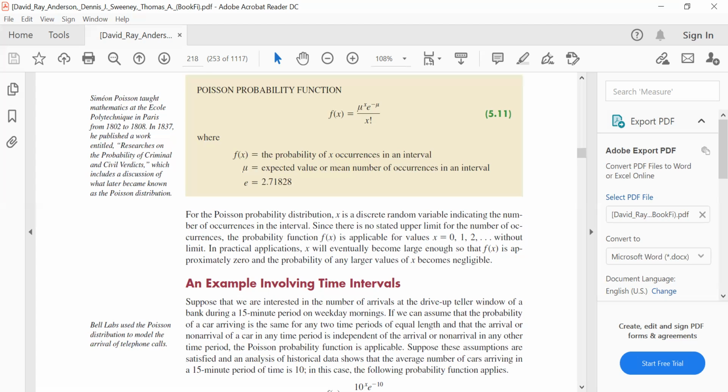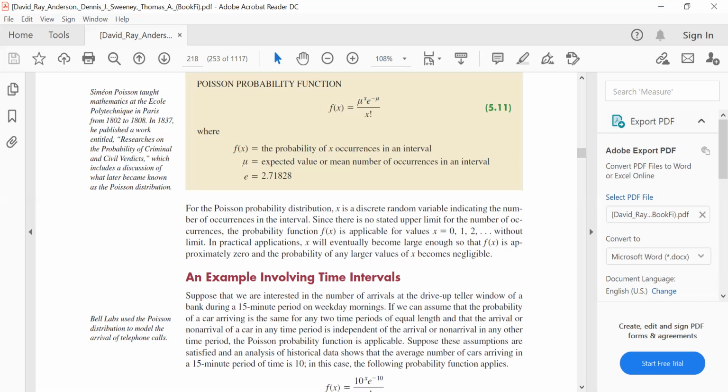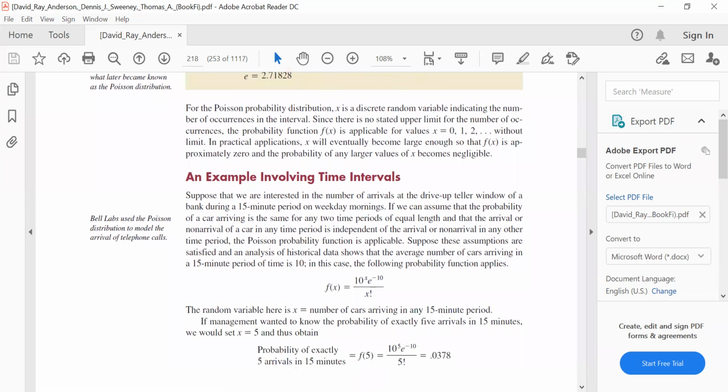Let's look into an example. Suppose that we are interested in the number of arrivals at the drive-up teller window of a bank during a 15-minute period on weekday mornings.